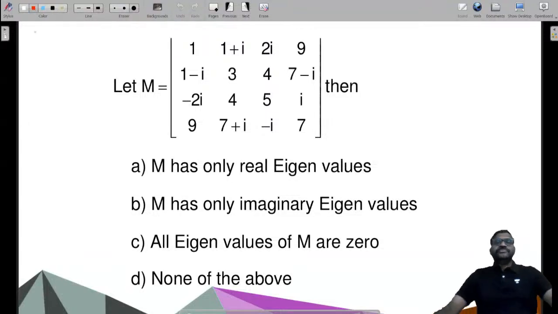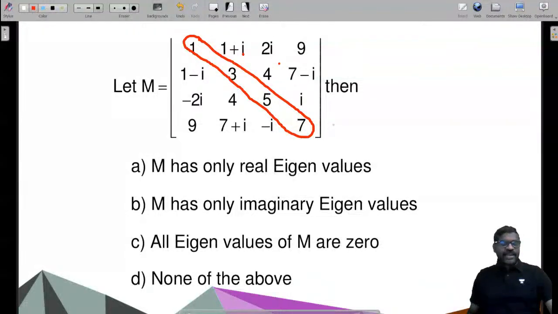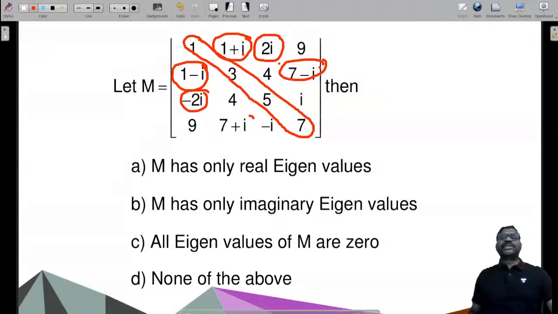Next problem. Matrix M is a complex matrix. Look at the matrix. Principal diagonal elements are real. That is the first hint. Leading diagonal elements are real. A12 is 1 plus I and A21 is 1 minus I, complex conjugates. A13 is 2I, A31 is minus 2I, complex conjugates. Second row, fourth column, 7 minus I. Fourth row, second column, 7 plus I, complex conjugates. Third row, fourth column, I. Fourth row, third column, minus I, complex conjugates.